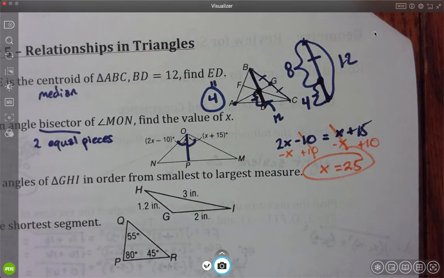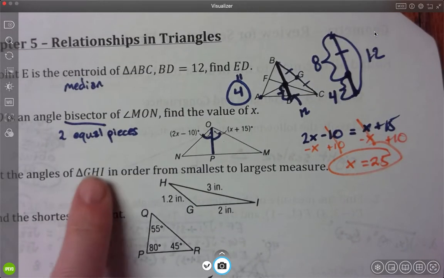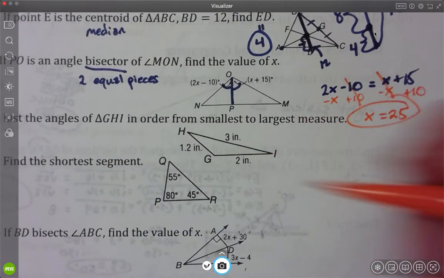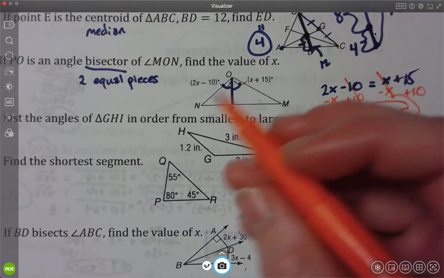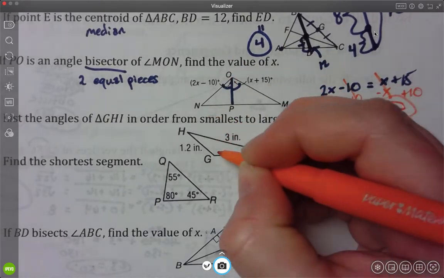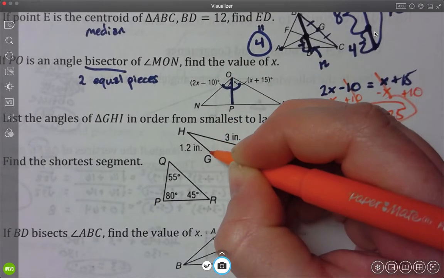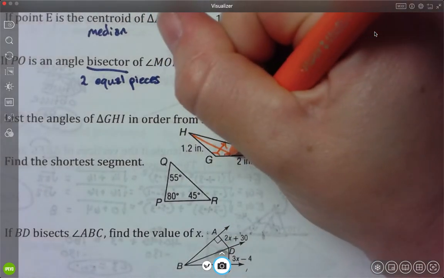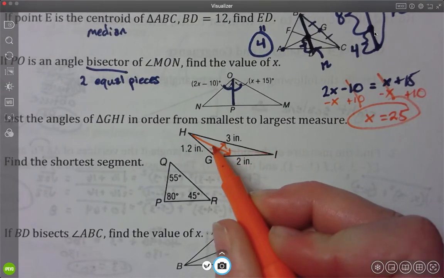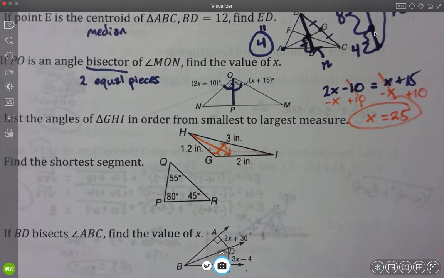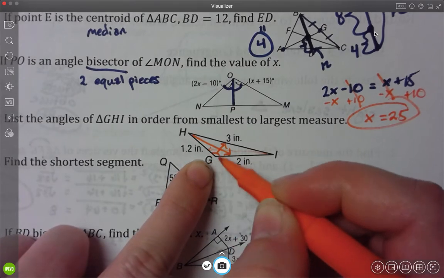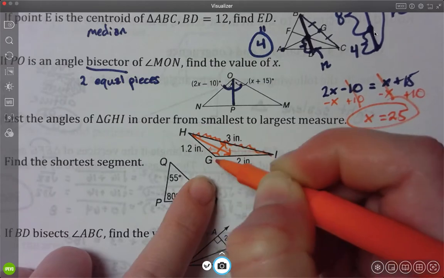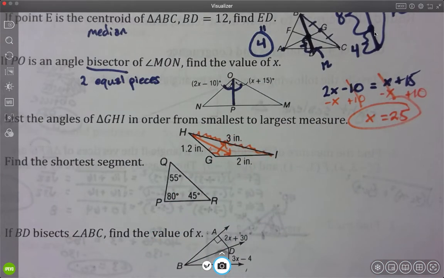Number 10, list the angles of GHI in order from smallest to largest. So they don't have any of these angles labeled, but what they do have is the sides opposite those angles. So angle G is opposite 3 inches. Angle H is opposite 2 inches, and angle I is opposite 1.2 inches, okay? So you can kind of see with angle G, he's a really big angle because he is opposite the largest side. So G is going to be the largest angle because he's opposite the largest side, okay?